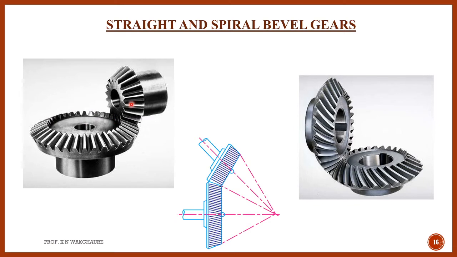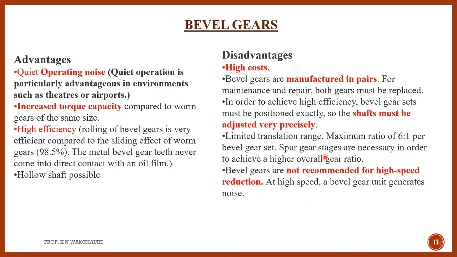This is the straight bevel gear. These are the spiral or hypoid bevel gears. Advantages: quiet operating noise, good torque transmitting capacity, and high efficiency.